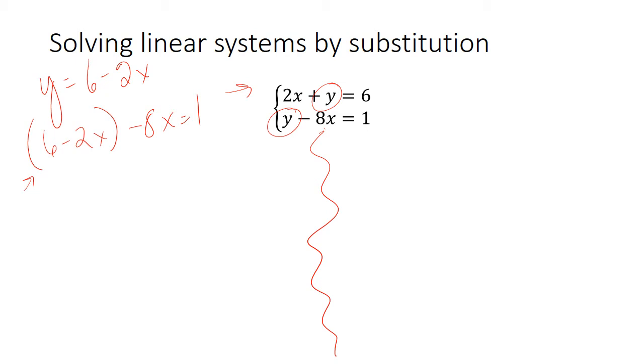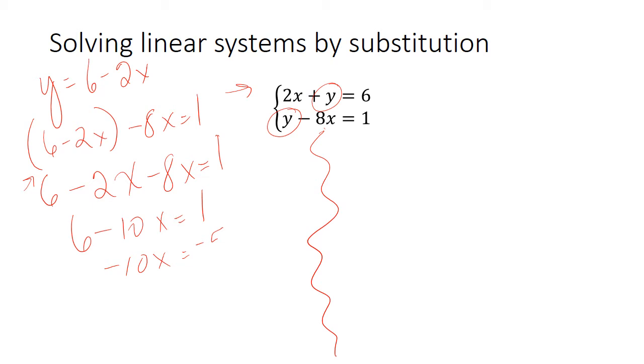All right, so my parentheses isn't going to change anything, so I'm going to go ahead and drop it. So 6 minus 2x minus 8x equals 1. I'll have 6 minus 10x is equal to 1. I move my 6 over, giving me negative 10x is equal to negative 5. When I divide by negative 10, I'll have x equals 1/2.